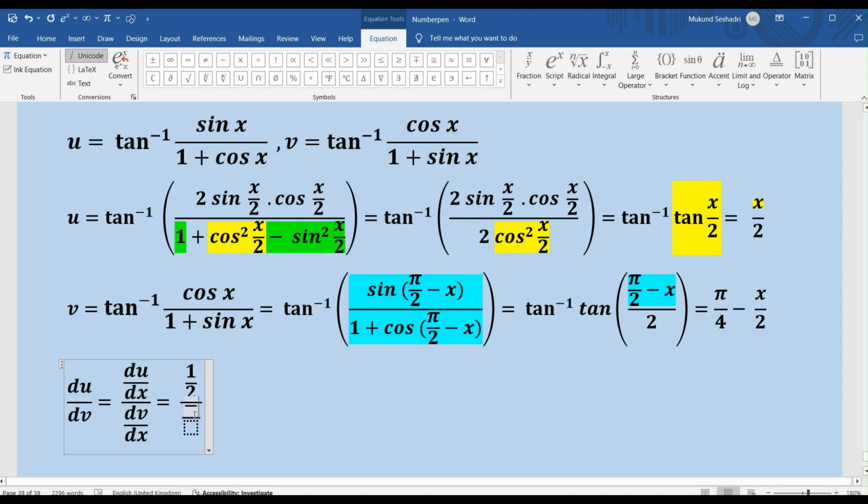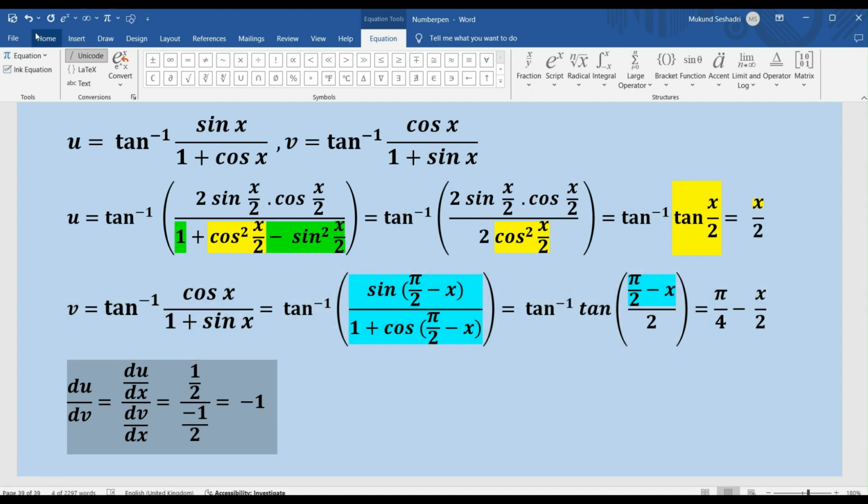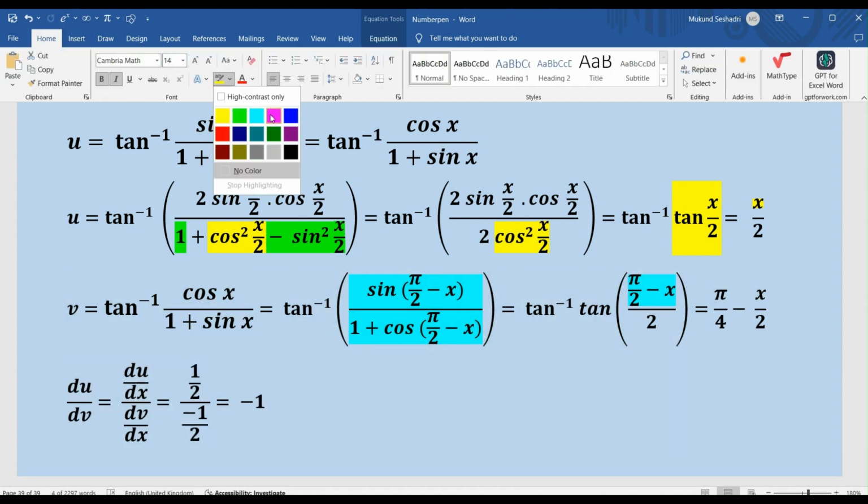So let me write that down as well. So I have a half divided by a minus half, which is nothing but minus 1, right? So the derivative of u with respect to v is minus 1. And there we have our final answer.